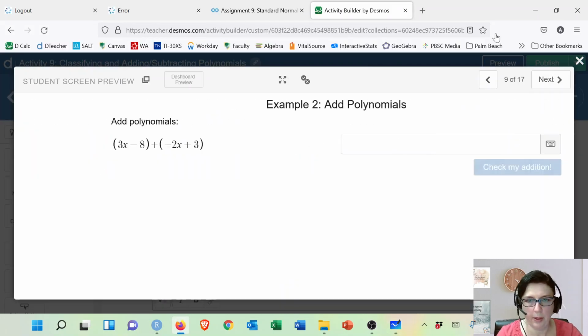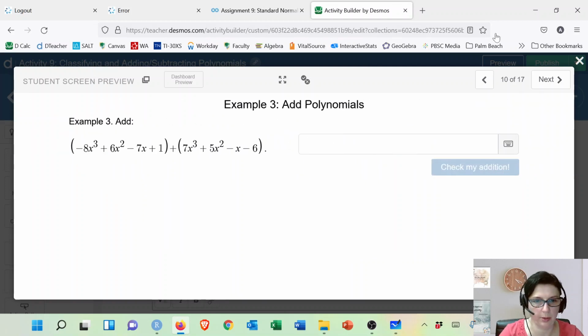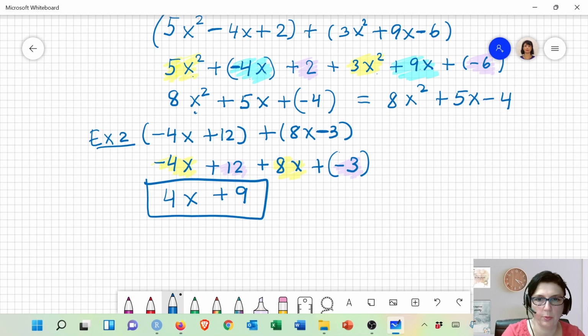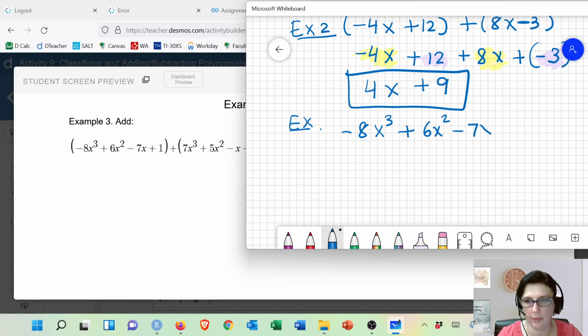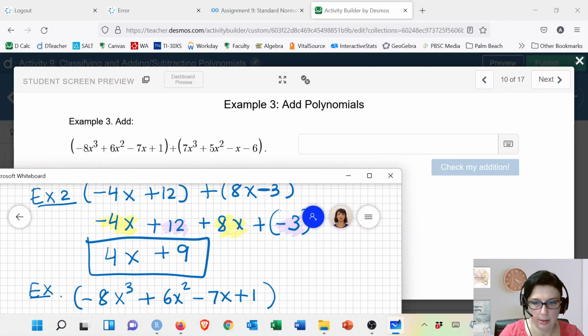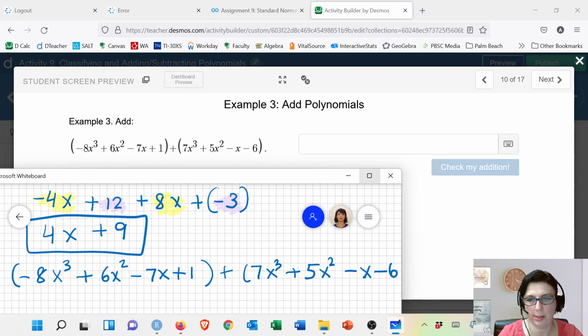All right, maybe let's just do another example. Okay, let's do this one. This looks like it's pretty complicated. So we're going to do that one and then that's it. Okay, so here we have minus 8x cubed plus 6x squared minus 7x plus 1. Okay, we want to add, man, that's a lot of terms, 7x cubed plus 5x squared minus x minus 6.